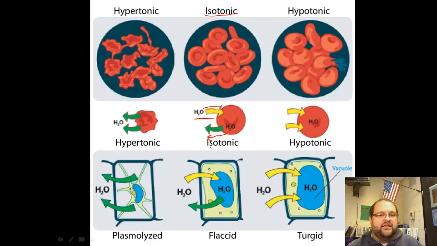If I look at an isotonic solution with a plant cell, we give it the term flaccid, which means that it'll sort of be a little limp and kind of not very crisp. Water moves in and out at the same rate and nothing really happens to that cell. And that's in a plant cell.